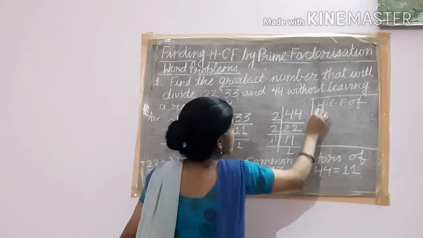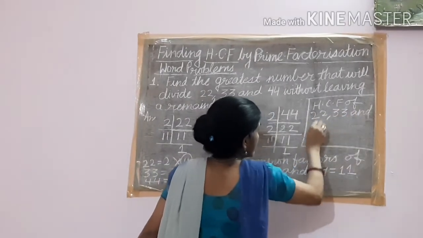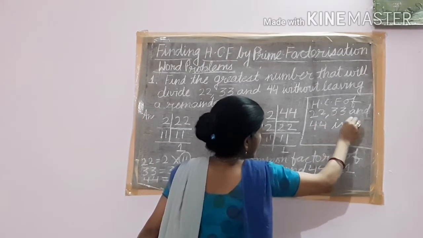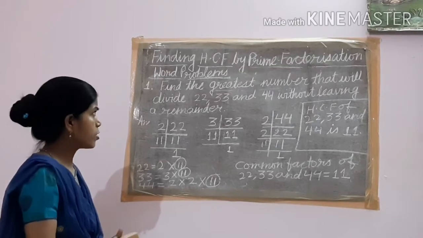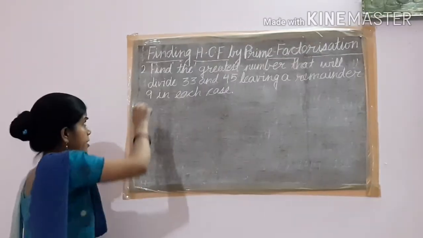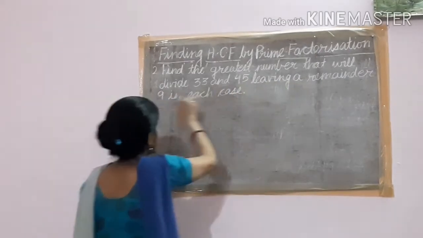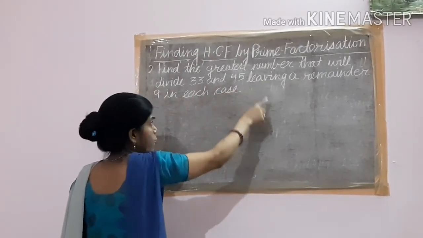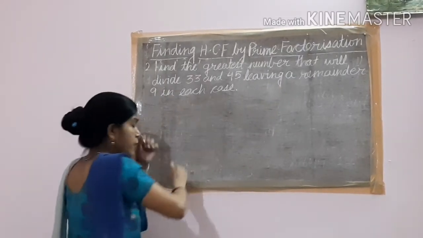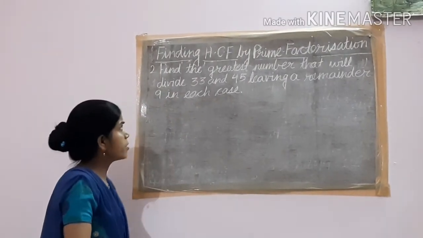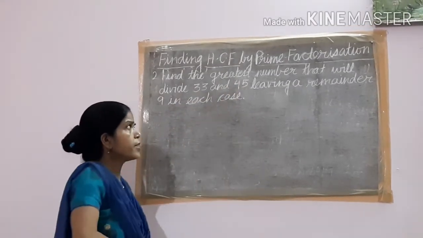HCF of 22, 33 and 44 is 11. One more I am going to solve for you. So the children, second question. Find the greatest number that will divide 33 and 45, leaving a remainder 9 in each case. So here the required number divides 33 and 45, leaving remainder 9.